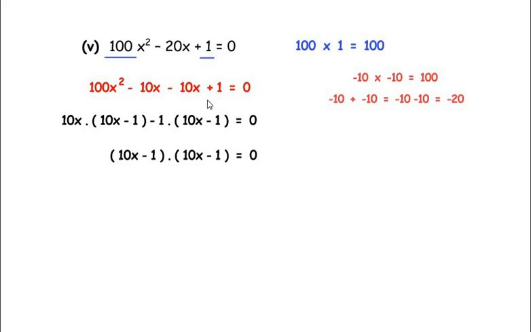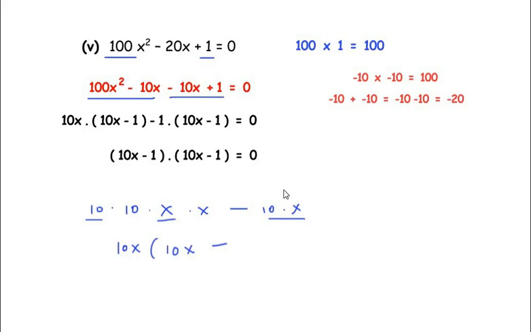Now we are going to group the terms. That is, we are going to group the first two terms and the last two terms. Now from the first group, 100x square can be written as 10 times 10, and x square can be written as x times x. Minus 10x can be written as 10 times x. So here we can see that 10x is a common factor from both the terms. So we are going to take it out, and inside the bracket remains 10x minus, since we have pulled out 10x, we are going to have 1 over here. So inside the bracket we have 10x minus 1. So here we have written 10x times 10x minus 1.